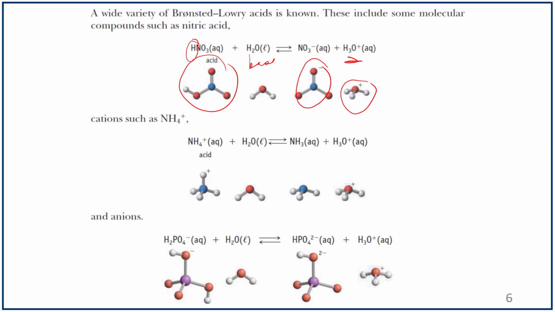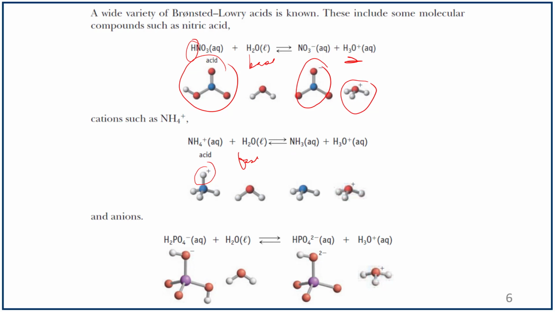You also have cations. For example, the ammonium ion can react with water to give up a proton. In that reaction, water is the base, and NH4 plus, ammonium, produces ammonia, and water produces H3O plus.